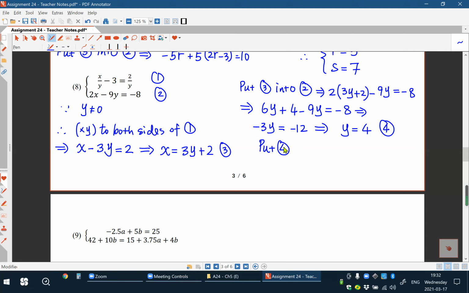Put number 4 into number 3, you will get x, right? X is 3 times of y, means 3 times of 4 plus 2, which is 14, correct? So now we can make the conclusion. X is 14 and y is 4. This is our solution. And again, do not forget to verify your solution by putting them back. All right, any questions?